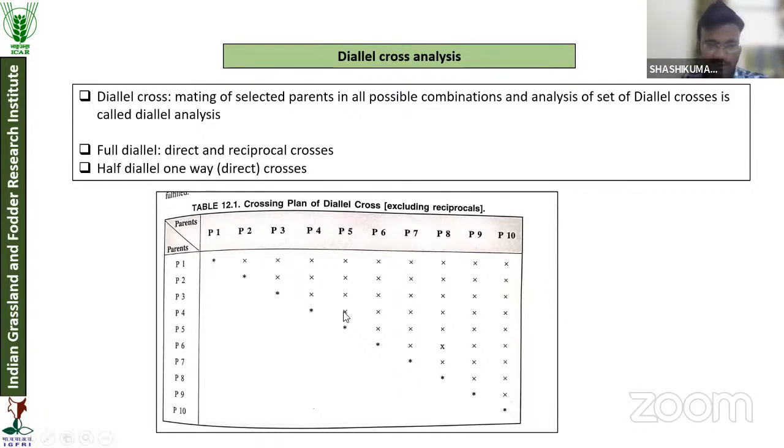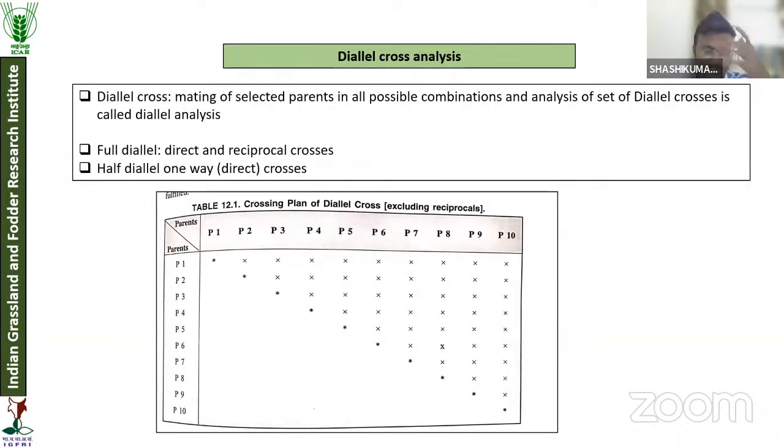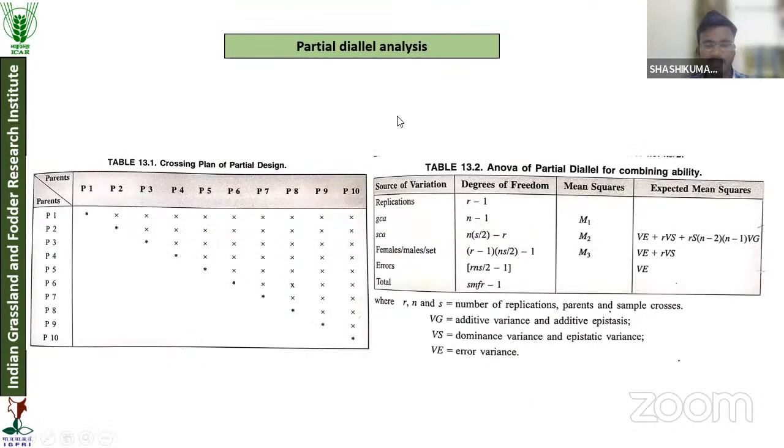You can see here the crossing plan for a diallel cross, excluding reciprocals. If reciprocals are there, then these cross combinations will be there for P2 by P1, and P1 by P2. Then comes partial diallel analysis, because in complete diallel analysis the number of crosses is large, and it is very difficult to make such crosses, because there is difficulty in matching the flowering time, and it is drudgery of labor. So partial diallel is another option.